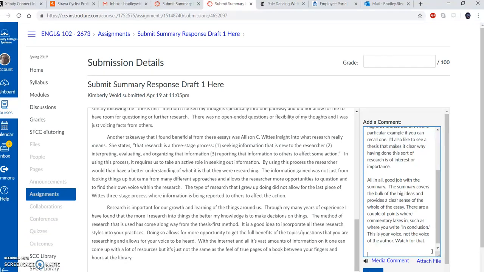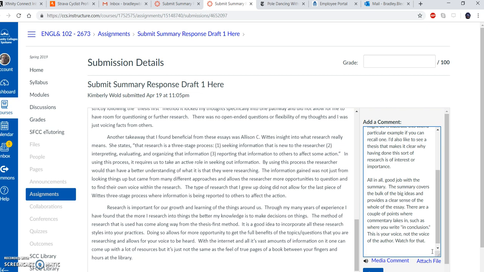She states that research is a three-stage process: seeking information that's new to the researcher; interpreting, evaluating, and organizing the information; and reporting that information to others to affect action. Using this process requires us to take an active role in seeking that information. By using this process, the researcher would have a better understanding of what they are researching.